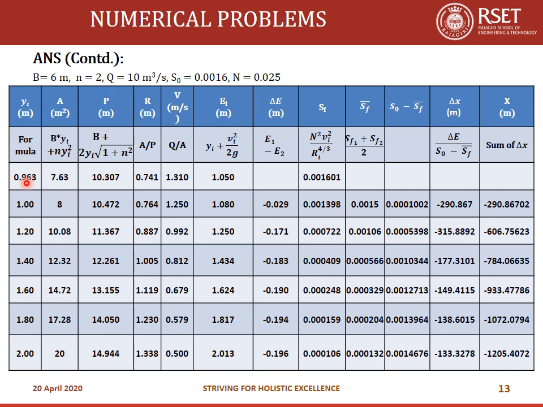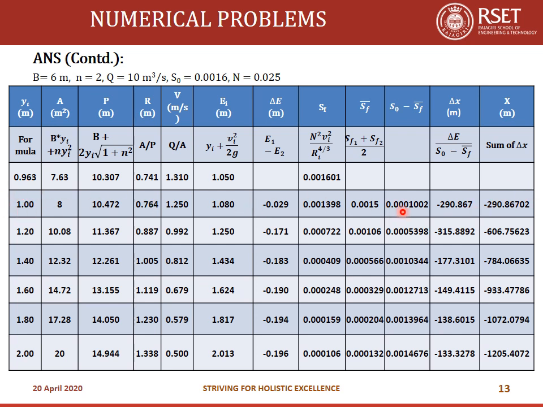So corresponding to 0.963, I found out the values. There are some values missing because this is the first depth. Delta E I cannot find out, SF bar I cannot find out. And since I cannot find out SF bar, the remaining portion also I will not be able to find out for the first value of depth, but from the next value onwards all the columns can be filled.